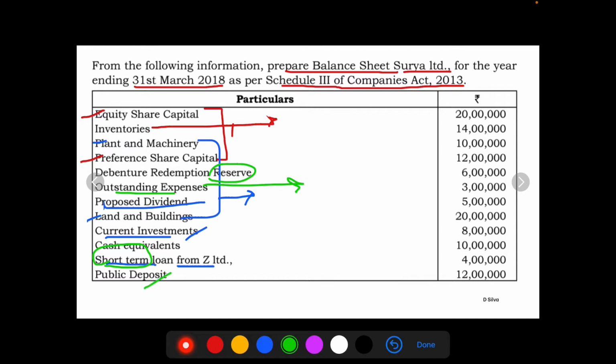In case of public deposits, see the question is very silent. Okay, we do not know whether it is for more than 12 months or less than 12 months. So here in this particular question, we will consider that this public deposit with the company, that means the company has to pay back the deposit in future. So we will assume this to be less than 12 months. So therefore, short-term loan and public deposit, both together we will prepare note to account what is called as short-term borrowing.